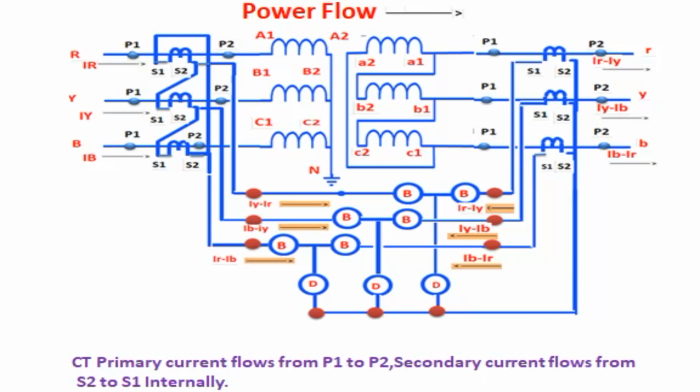From star side CTs, IY minus IR, IB minus IY, IR minus IB are going to the relay. From delta side CTs, IR minus IY, IY minus IB, IB minus IR are going to the relay. Both the currents, that is input current and output current, are summed together and come via the differential relay. Now, for R phase, with input and output current summed, the difference current is equal to 0.